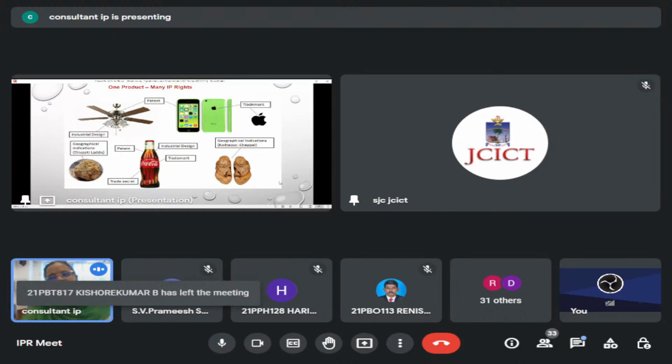Design is another IP. You would have read about it, because I'm not touching upon the basics of the IPR here. So design is another IP which gets protected. Now, trademark. Apple is a trademark. Horlicks is a trademark. Coca-Cola is a trademark. So each product has a trademark associated.